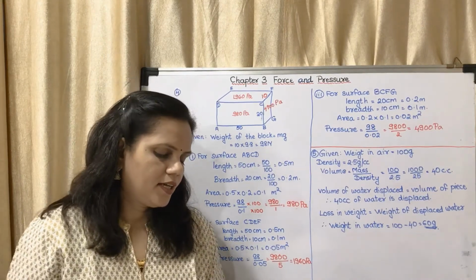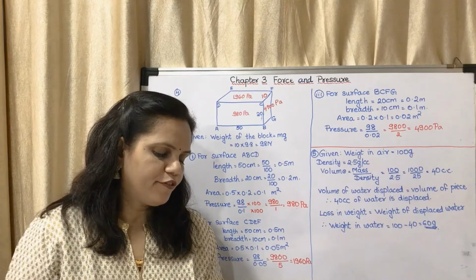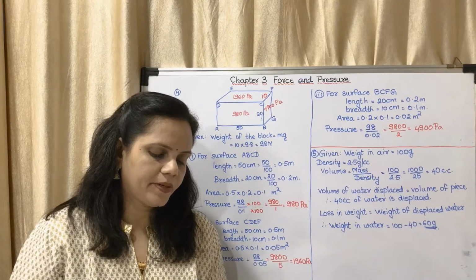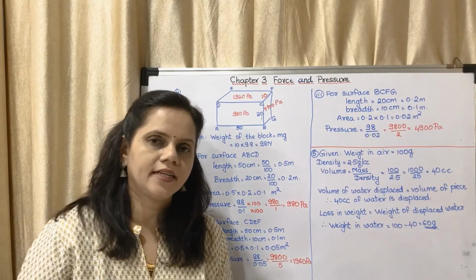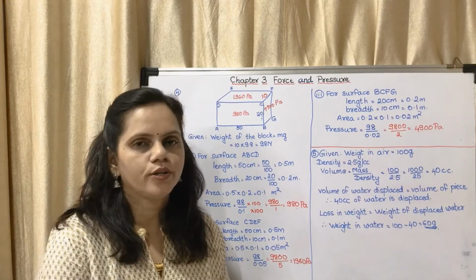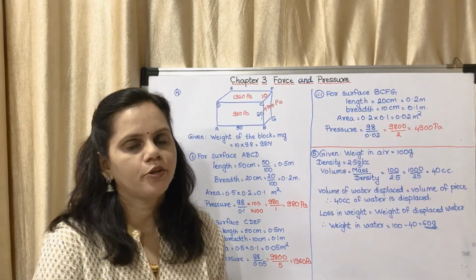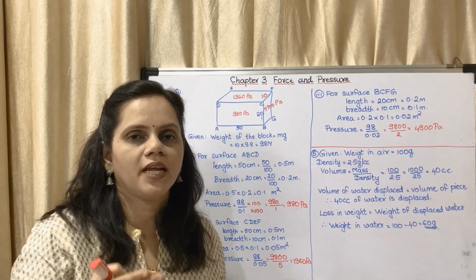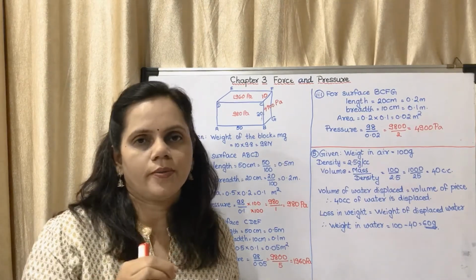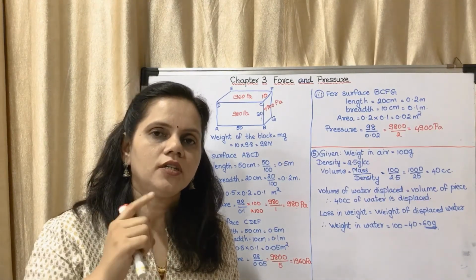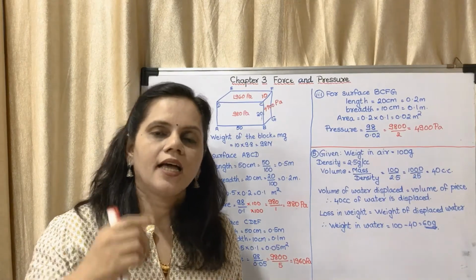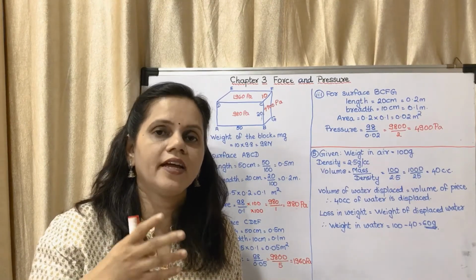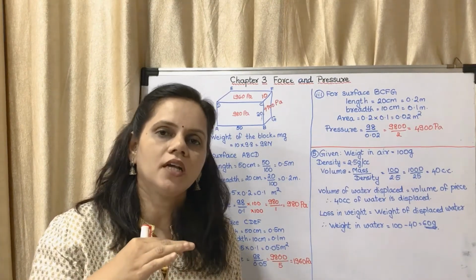Example 5. A piece of marble tile weighs 100 gram in air. If its density is 2.5 gram per cc, what will be its weight in water? Earlier I told you the story of the crow. When the crow is putting a stone into water, how much water will be displaced? The weight of the stone. That much water will be displaced, and that water displaced is equal to the weight loss.